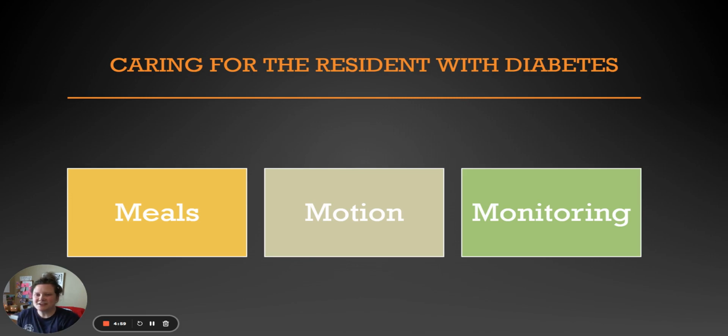So, caring for the resident with diabetes, we're going to talk about the 3 M's for caring for the resident with diabetes. Those are meals, motion, and monitoring.